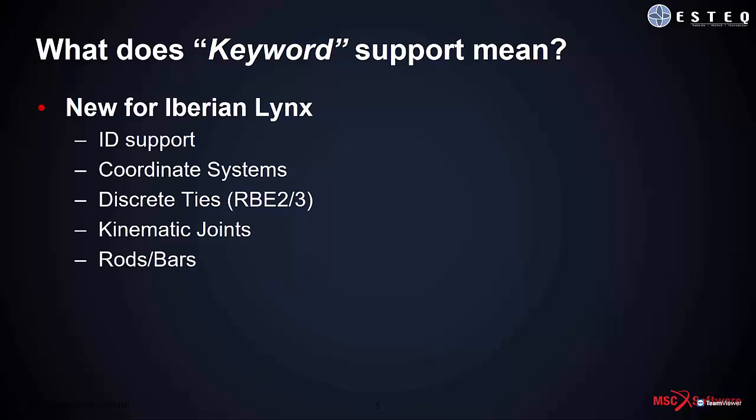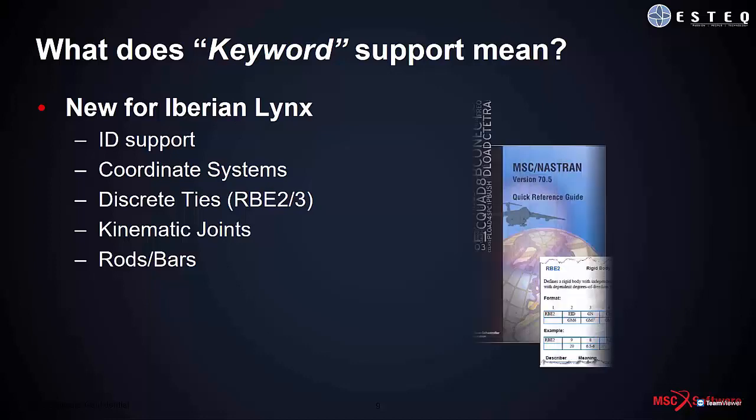What we now support extensively is ID management, which is critical for Nastran users, as well as custom coordinate systems, the ability to generate discrete RVEs as opposed to the automated ones that we've become familiar with inside Apex. Kinematic joints, that is quite useful for other users as well, and then rods and bars.